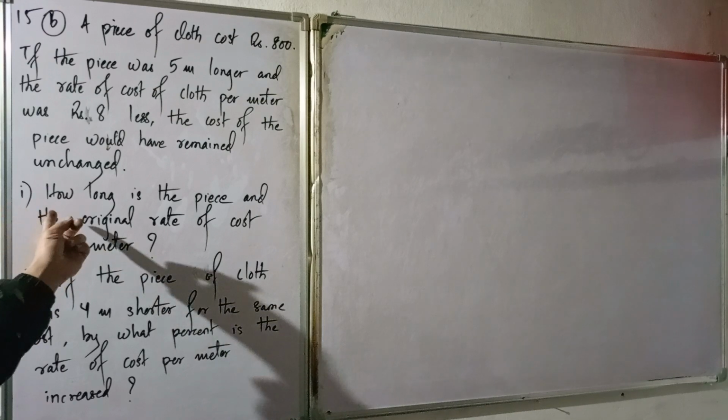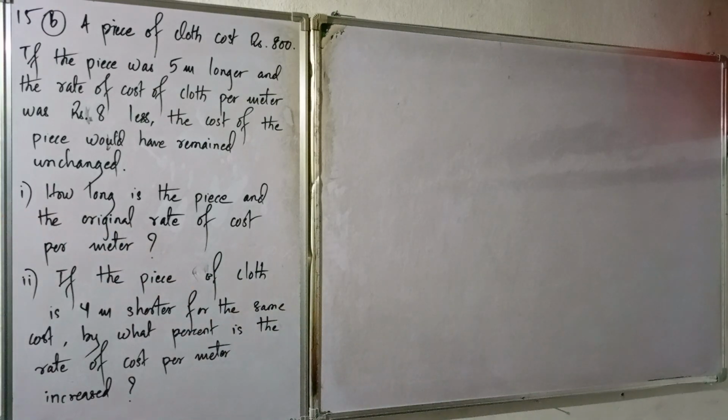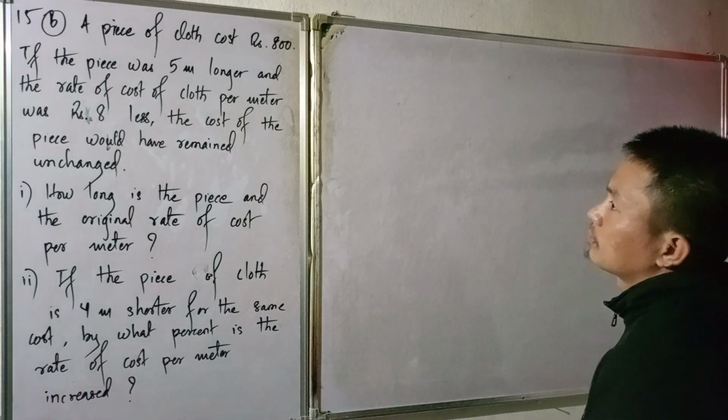So this is the second condition given. In part I, what has been asked is how long is the piece and the original rate of cost per meter. In part II, if the piece of cloth is 4 meters shorter for the same cost, by what percent should the rate of cost per meter be increased? So it is asked in percent. So let's dive into this question. Now let's go into this solution.